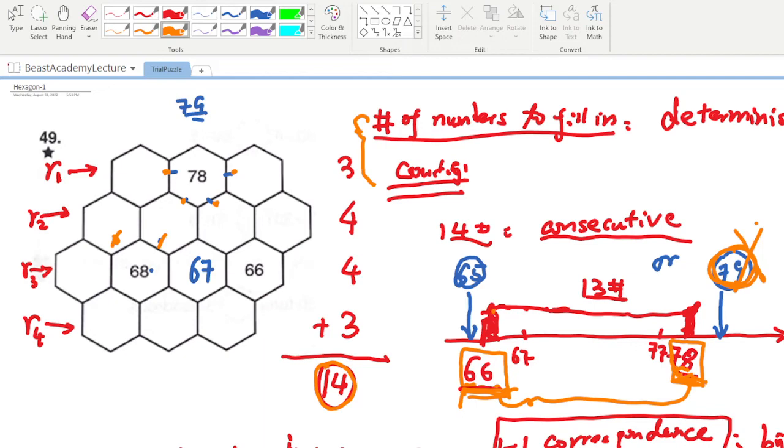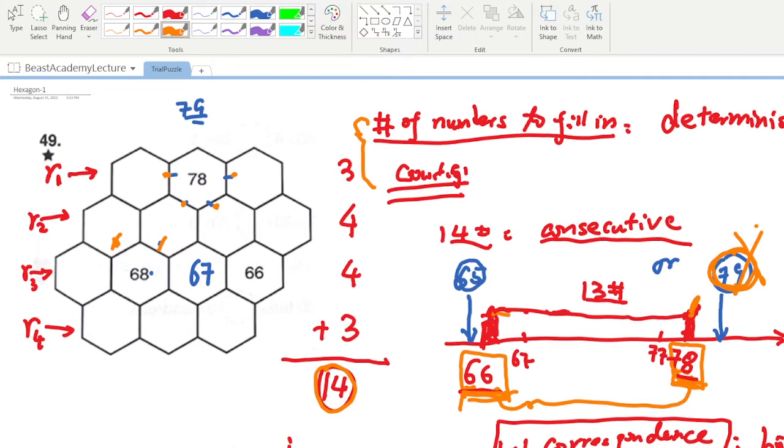So this gives you 13 numbers. This is guaranteed. So you're guaranteed to need to fill in these 13 numbers, right? And you need to fill 14 in total. So you're missing one number. Because they are consecutive, your missing number is either 65 or what? Can anybody help me?